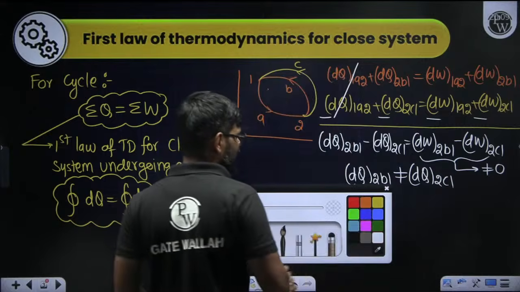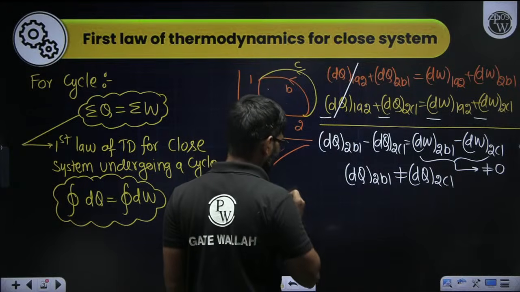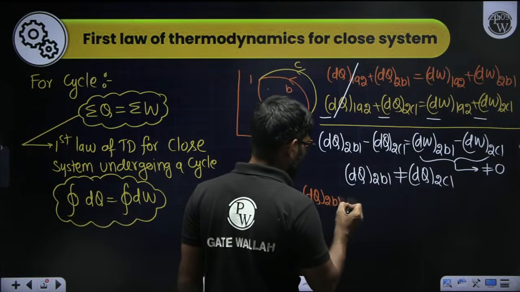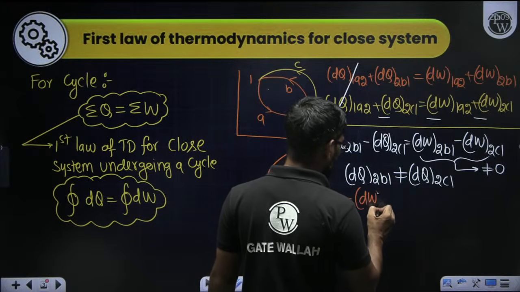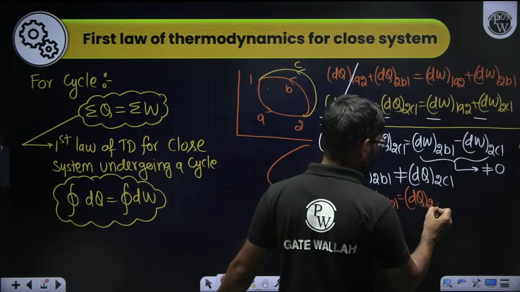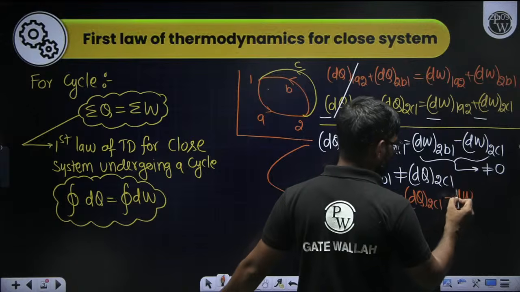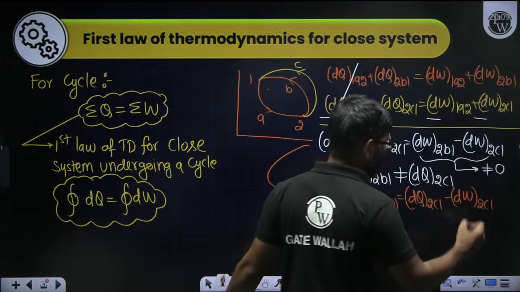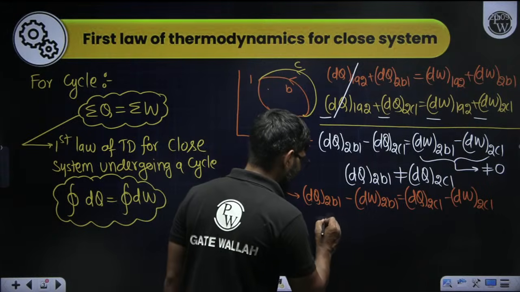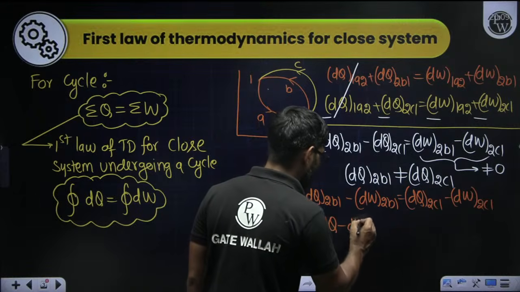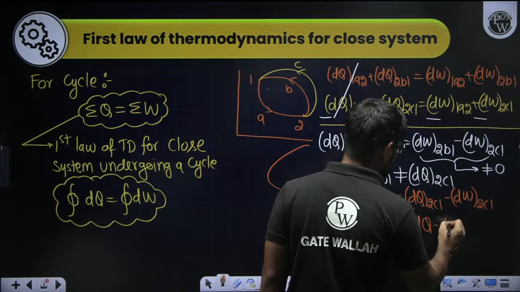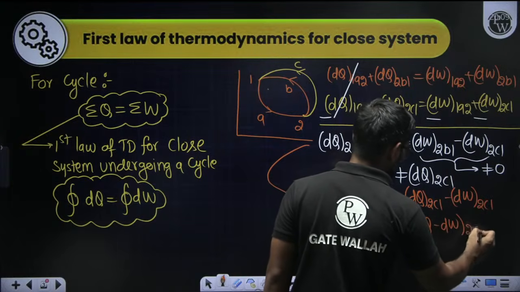Now I am going to write this equation in one different way. I am going to write this particular equation like this: dQ2B1 minus dW2B1 is equal to dQ2C1 minus dW2C1. Okay, so now you can see that this is for the B process, this is also for the B process. So we can write dQ minus dW for 2B1 is equal to dQ minus dW for 2C1.